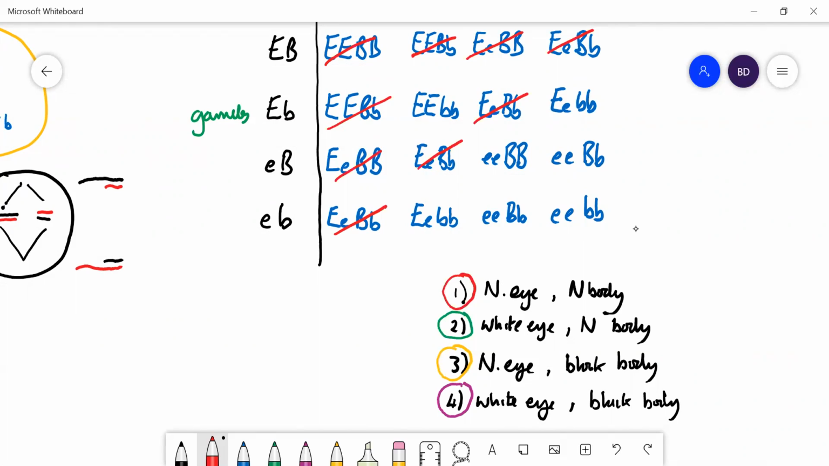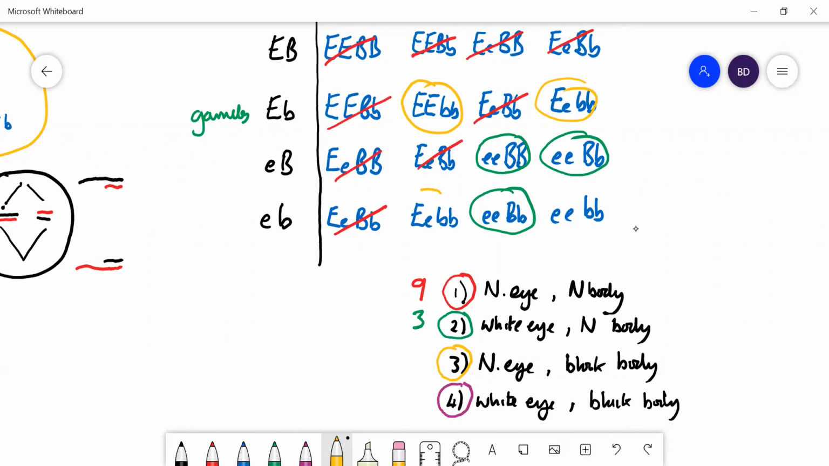So we should count them up. That is 9 of those. Okay, let's see the ones with white eyes but a normal body. We need 2 little e's for white eyes. So that would be 1, and that would be 1, and that would be 1. So there's 3 of them. What would be normal eyes and black body? You need 2 little b's this time. So that would be one of these types, and with that, so we get 3 of those. And finally, we just get 1 with the double mutation there.